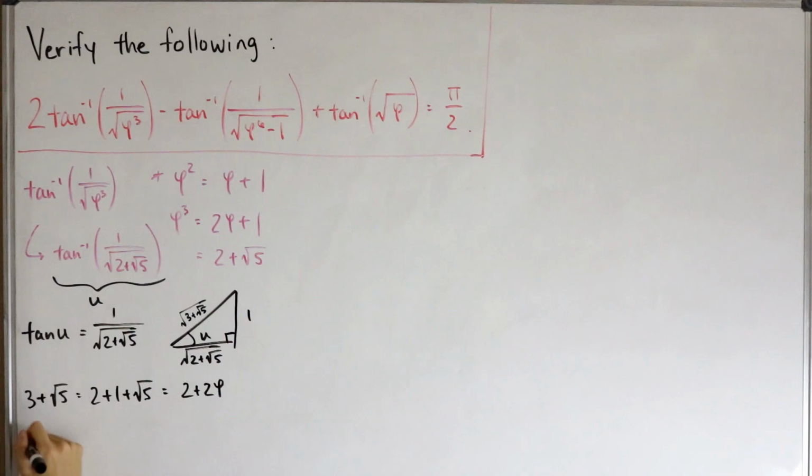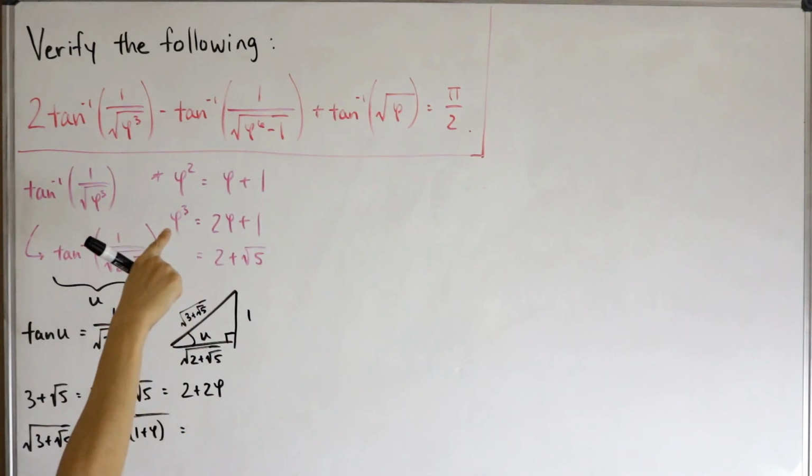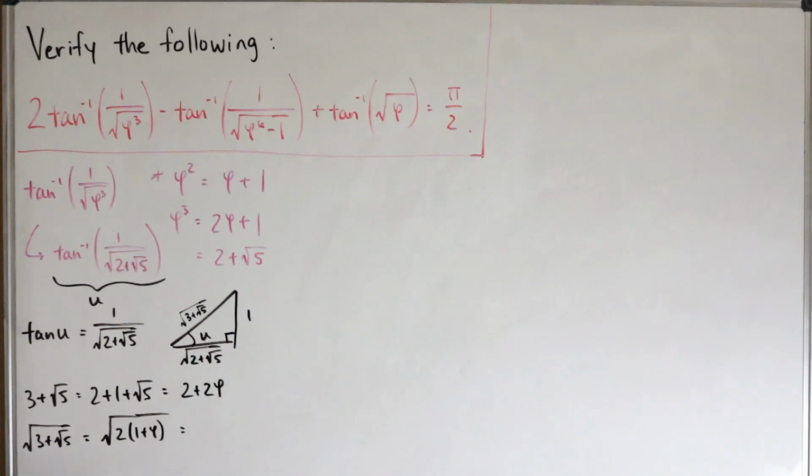And so with this in mind, if I take the square root of both sides, I have the square root of 3 plus the square root of 5. Now if I just factor this out, that's 2 times 1 plus the square root of 5, so the square root of 2 times the square root of 1 plus the square root of 5. And then we just use this identity: 1 plus the square root of 5 is the same thing as phi squared. And if I use that property of multiplication, the square root times another square root, this is just the square root of 2 multiplied by the square root of 5.